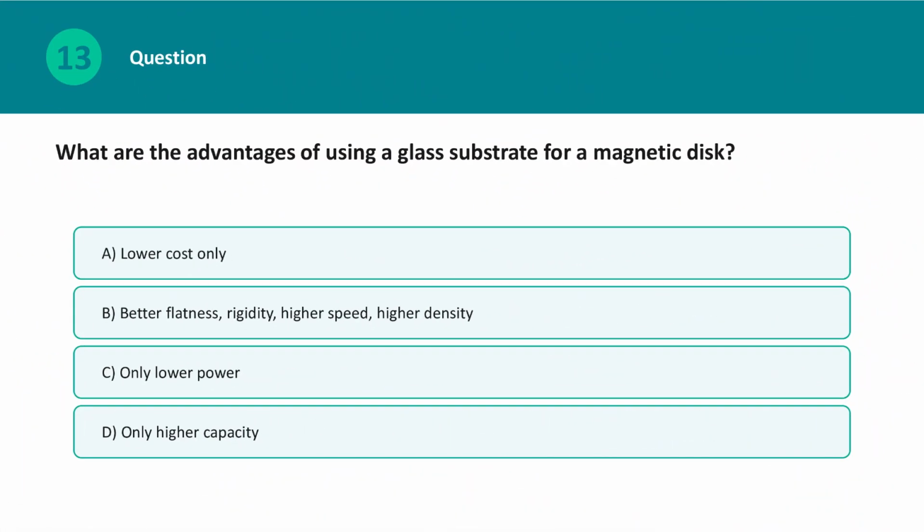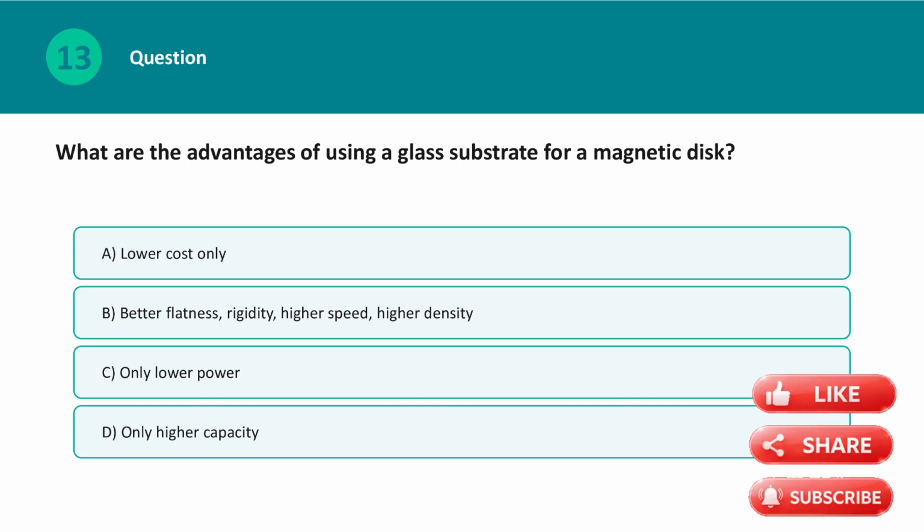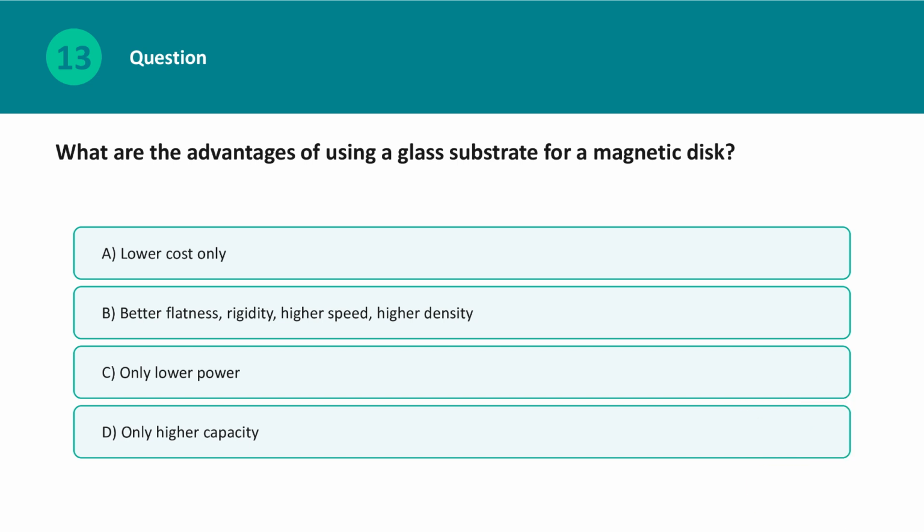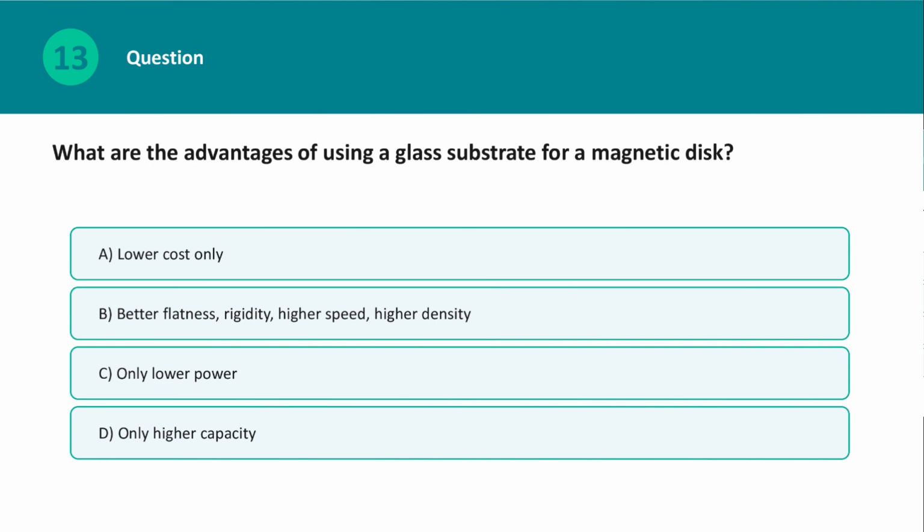What are the advantages of using a glass substrate for a magnetic disk? A. Lower cost only. B. Better flatness, rigidity, higher speed, higher density. C. Only lower power. D. Only higher capacity. The correct answer is better flatness, rigidity, higher speed, higher density.